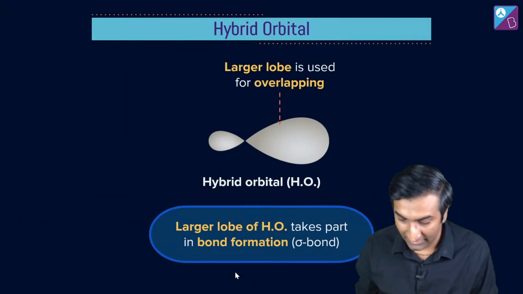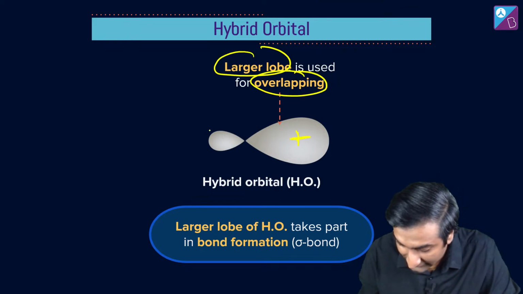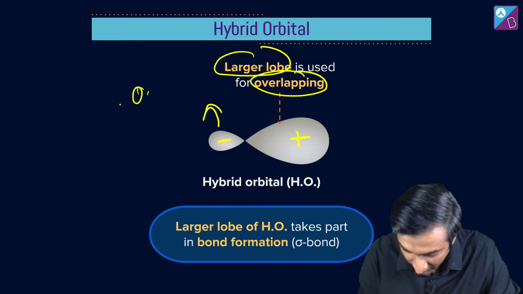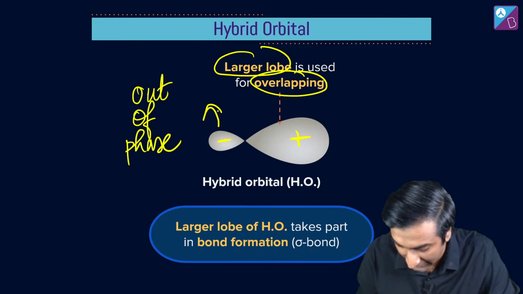कैसे होते हैं orbitals combined? When they get formed, the larger lobe is what is used for overlapping. Why? Because this is in phase and this is out of phase. Okay, out of phase, in phase क्या? Similar to this whole idea of wave optics में आपने जो पढ़ा है, ठीक है?